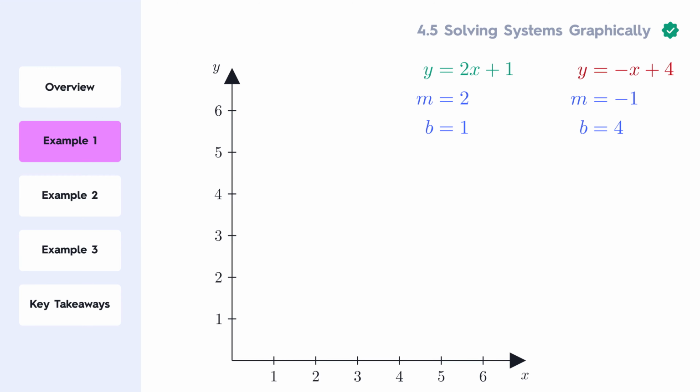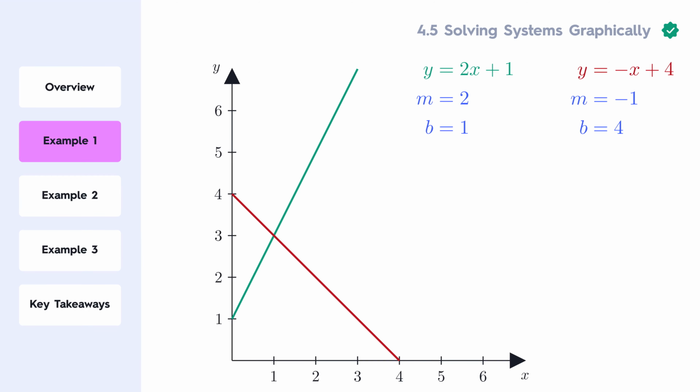Now, let's plot each line using the slope and y-intercept values. Start by plotting the first line from its y-intercept at the point (0, 1). From this point, use the slope m = 2 to move upward 2 units and 1 unit to the right. For the second line, we can start plotting at the y-intercept, which is at the point (0, 4). From this point, we can use the slope m = -1 to move downward 1 unit and 1 unit to the right.